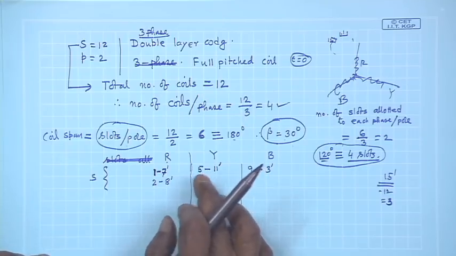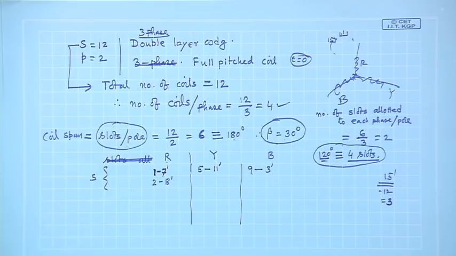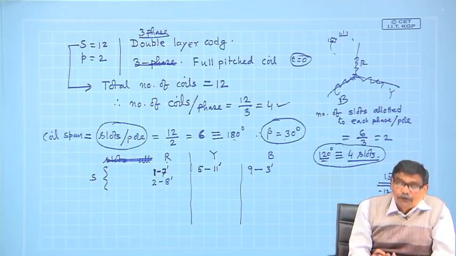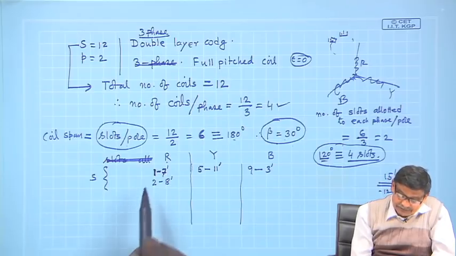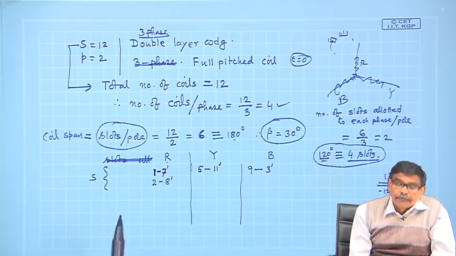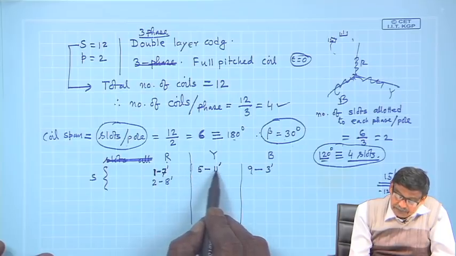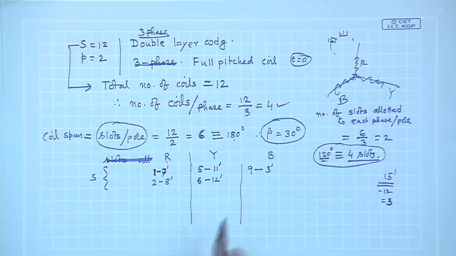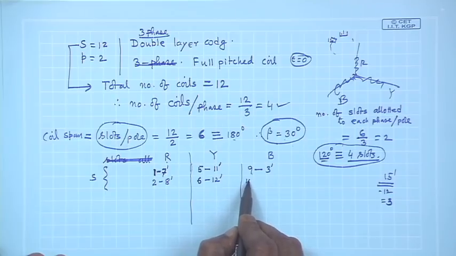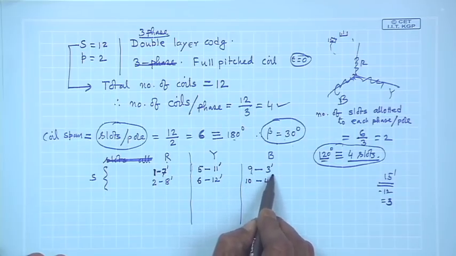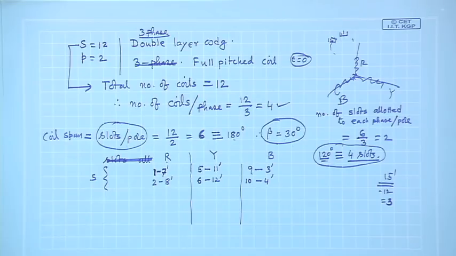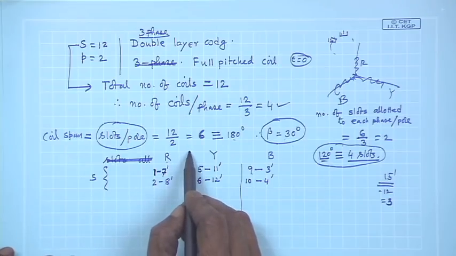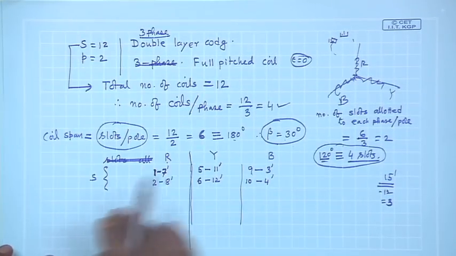Then I want to distribute the coils of Y phase also, because under each pole I will have 2 consecutive coils, that is what I have done for R phase. Then I must do this 5 11 dashed and 6 12 dashed, this is what I will do. Once I get this, I will say this is 10 and this is 4 dashed. Understood.